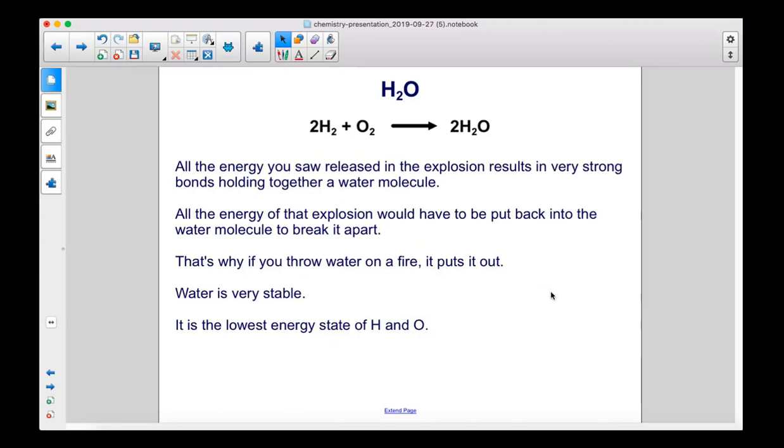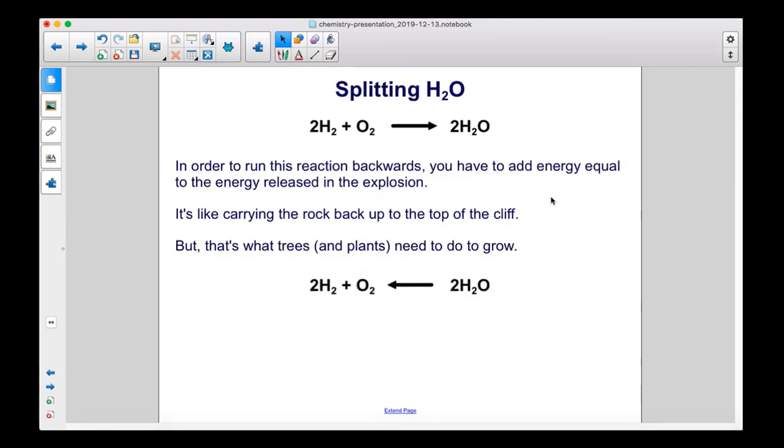All the energy you saw released in the explosion results in very strong bonds holding together a water molecule. All the energy of that explosion would have to be put back into the water molecule to break it apart. That's why if you throw water on a fire, it puts it out. Water is very stable. It is the lowest energy state of hydrogen and oxygen. In order to run this reaction backwards, you have to add energy equal to the energy released in the explosion. It's like carrying the rock back up to the top of the cliff. But that's what trees and plants need to do to grow.